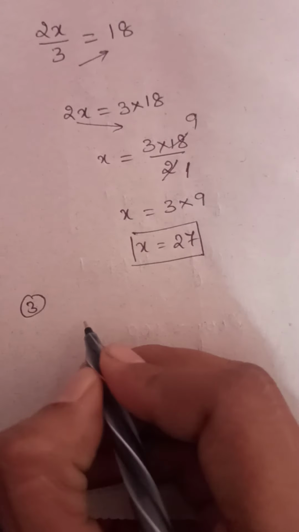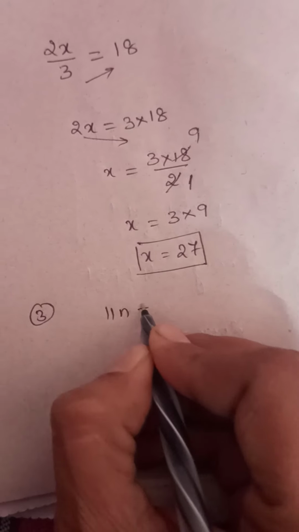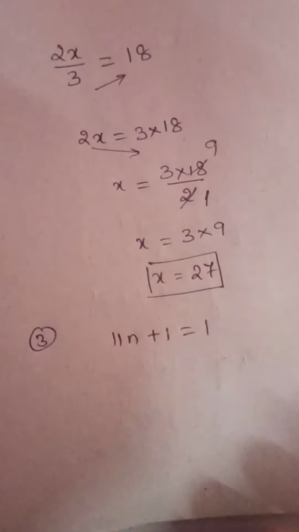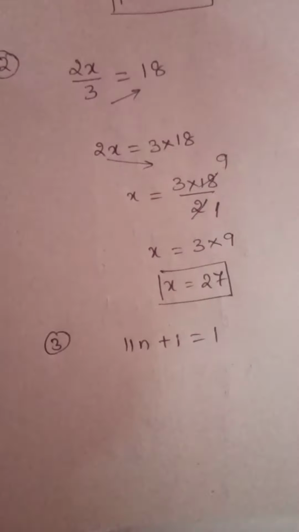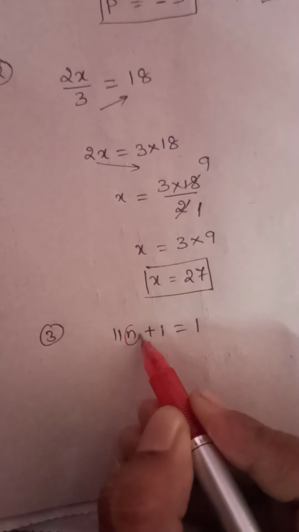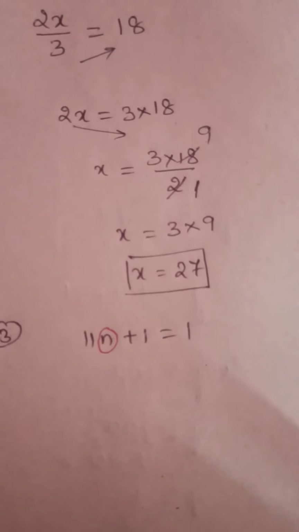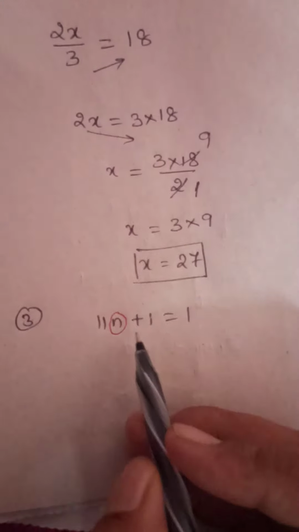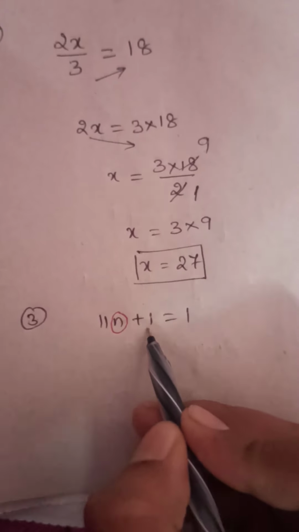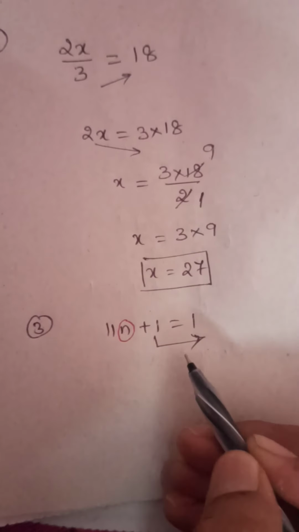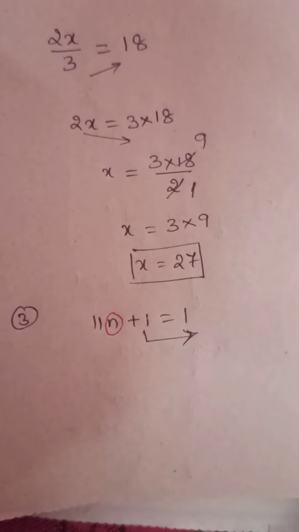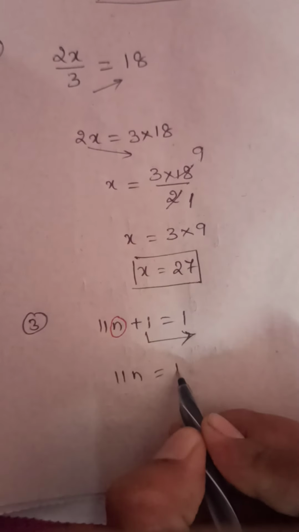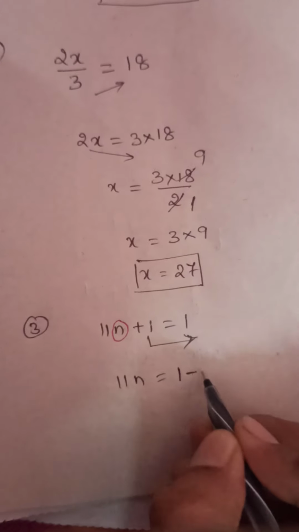What is that? 11n plus 1 is equal to 1. Here what is the variable? You can see n is the variable. So variable value we have to find. Before finding it, what is there here? Plus 1 is there. Transpose to the right side, from left side to right side. Then what you are going to get? 11n is equal to, here already 1 is there. If plus, it becomes minus.